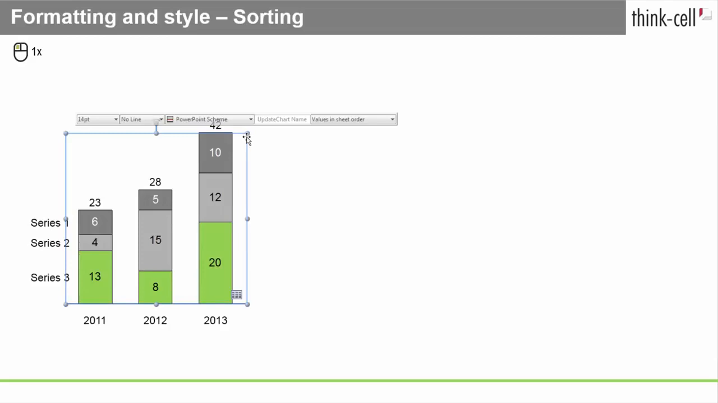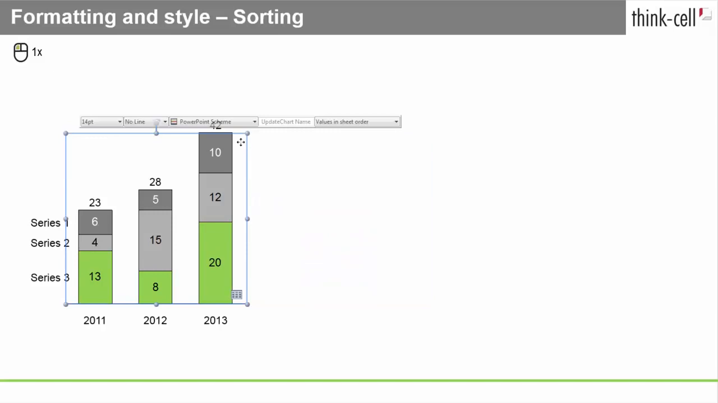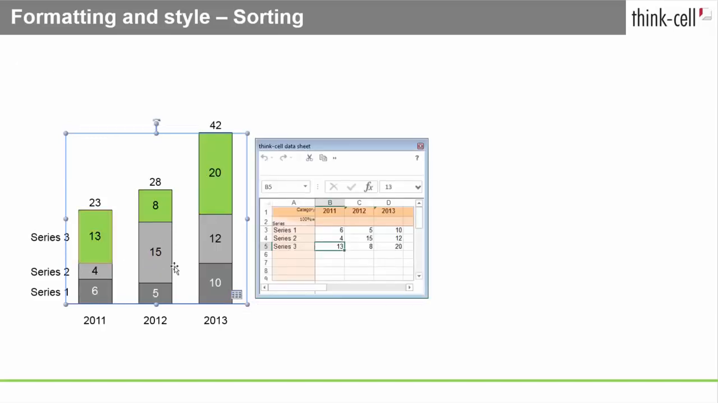The sorting control gives the segments in your chart a specific order. By default, segments are ordered in the same way they appear in your datasheet. You can also choose values in reverse sheet order to display the last series of the datasheet at the top of the chart and the first at the bottom.